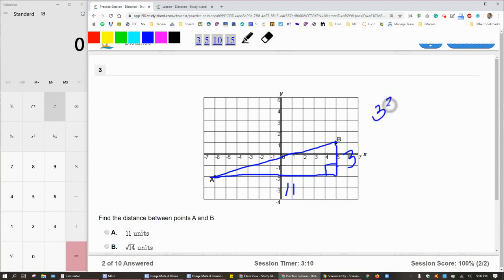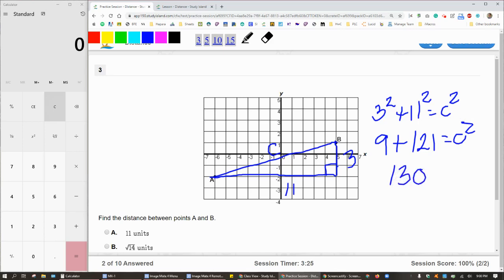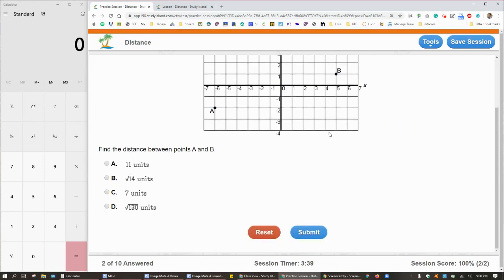3 squared plus 11 squared equals C squared. This time I'm using C for hypotenuse, because A squared plus B squared equals C squared. 3 squared is 9 plus 11 squared is 121 equals C squared. I hope you know where this is going at this point because you just saw it a couple minutes ago. So you get the square root of 130 equals C. No big deal. Square root of 130. So there you go. We'll just go ahead and grab that on there and bam, there it is.